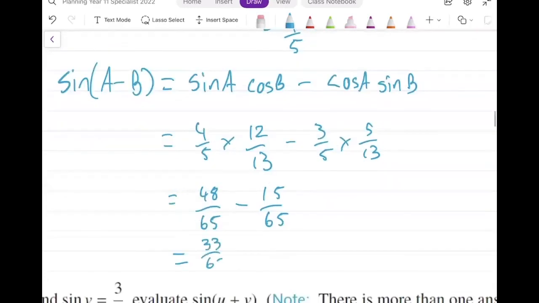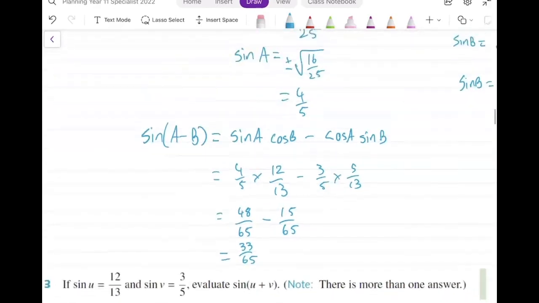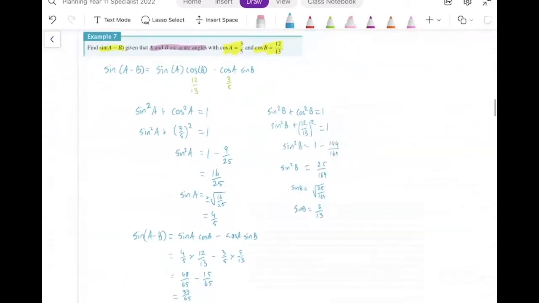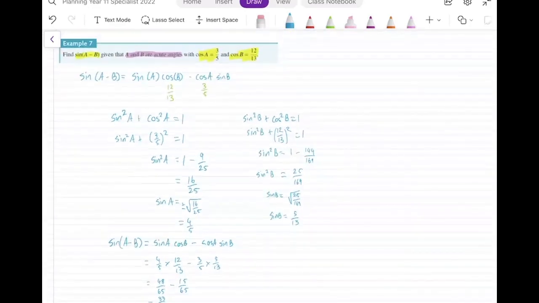Now, an interesting wrinkle about this solution is that I still don't know my angles, and I don't necessarily need to know my angles for a question like this, because I just want to find my angle difference. So sine A minus B is equal to 33 on 65.